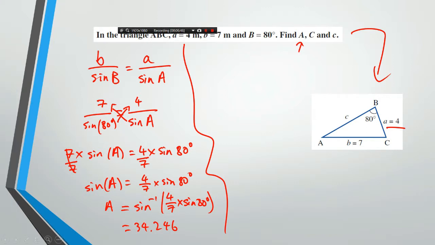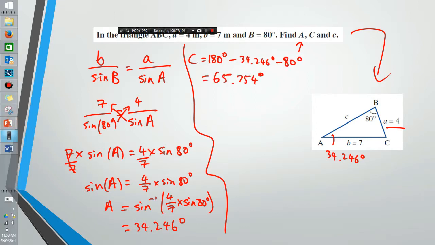Okay, so continuing on, we need to find C now. Now, for C, we're not told the small c, however we now have all the angles. We've got 34.246 degrees here. And a triangle always adds up to 180 degrees. If we want to find C, then we simply need to subtract 34.246 degrees and also 80 degrees. Once we put that into the calculator, you should get 65.754 degrees.